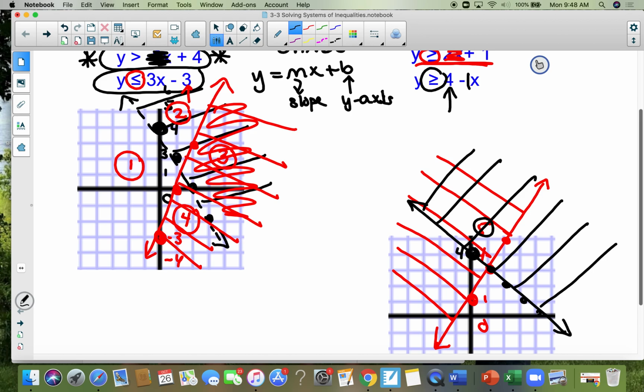Do you see that there's 4 zones? The first zone has nothing shaded. The second zone just has red. The third zone has both red and black, and the fourth zone is just black. We want to shade in where they intersect with each other.